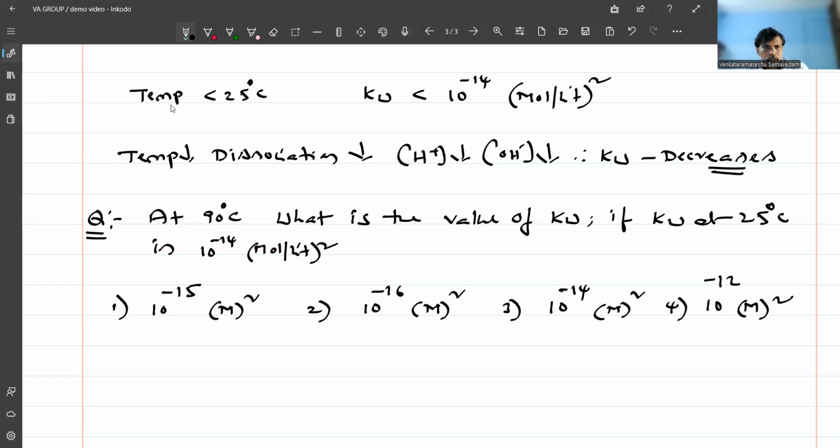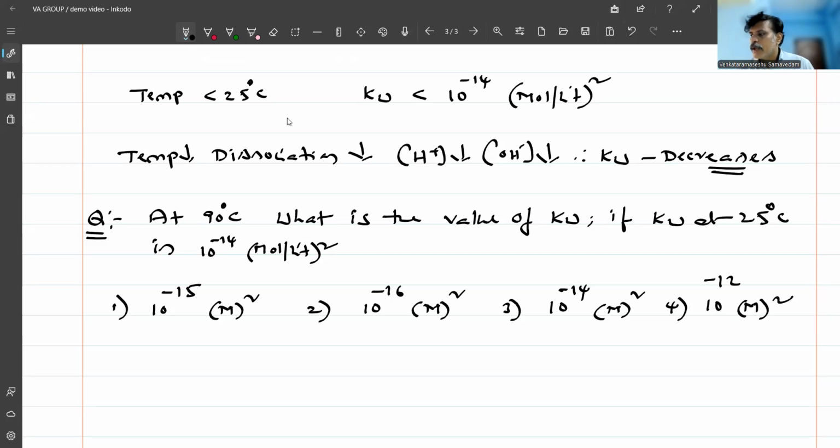Just wait. Some issue is there. Net. Choose one. Okay. Charging issue is there.